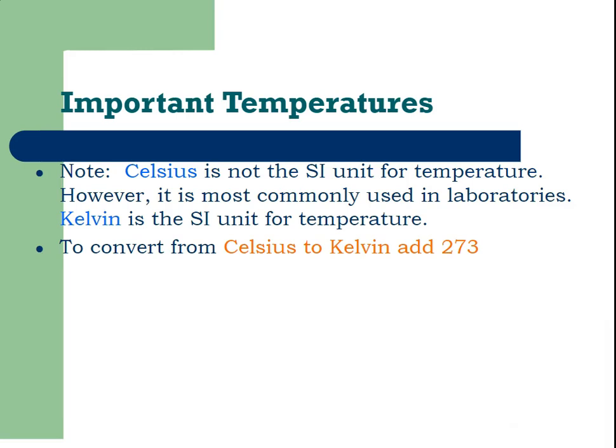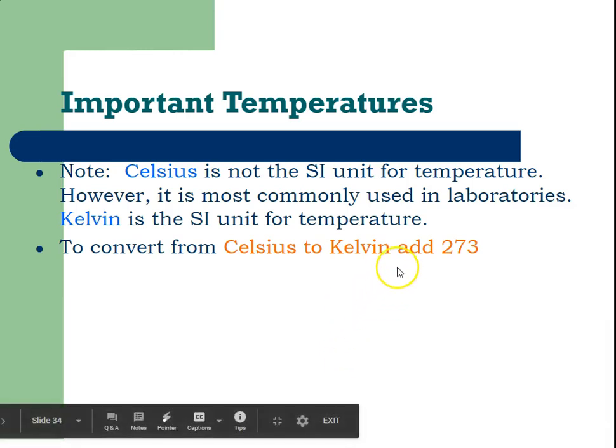So if you had a class before, like physical science, I know did this, converting between Celsius and Fahrenheit was a more complicated equation where you needed a fraction and all that kind of stuff. Celsius to Kelvin, though, is really easy. Just add 273 and you're done.